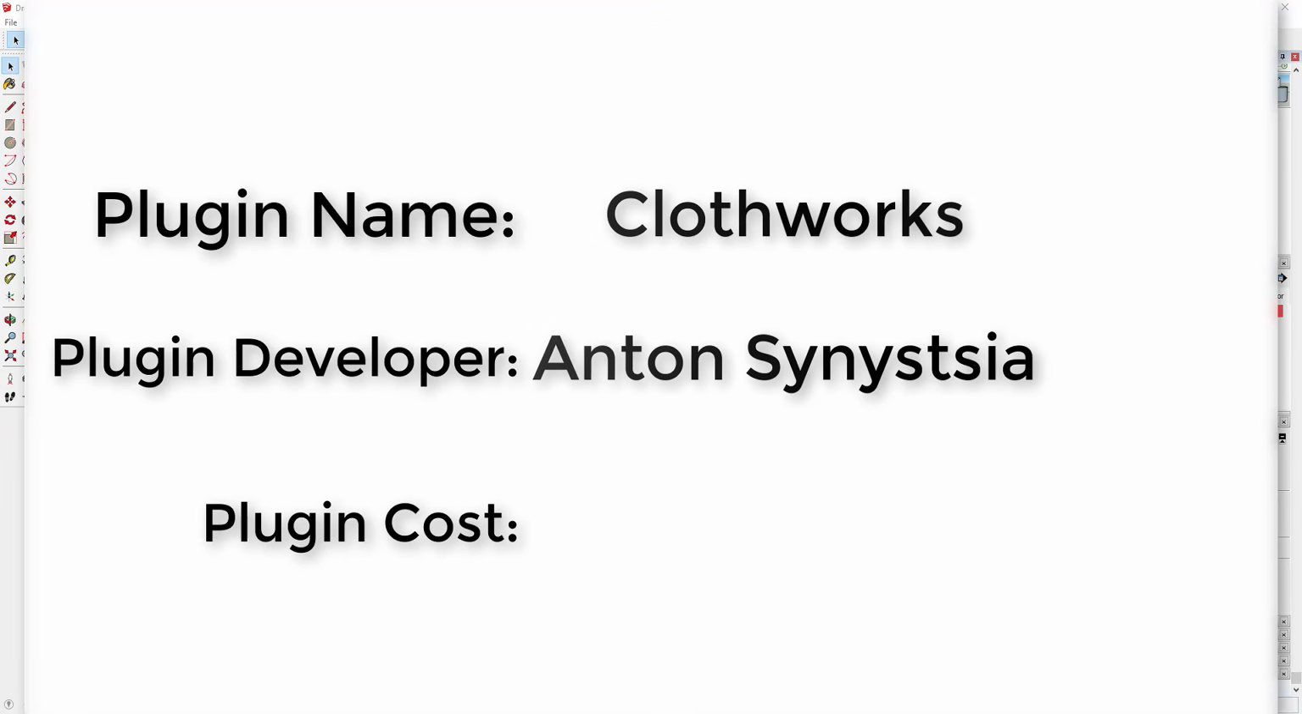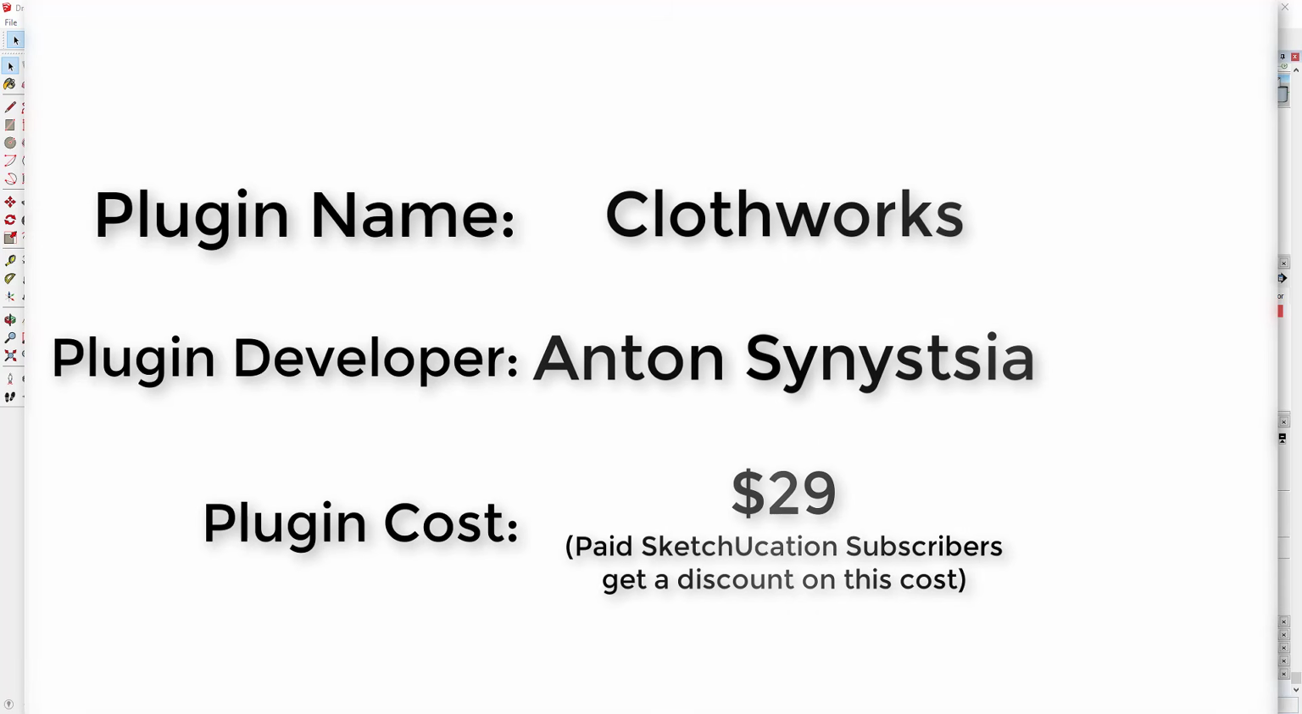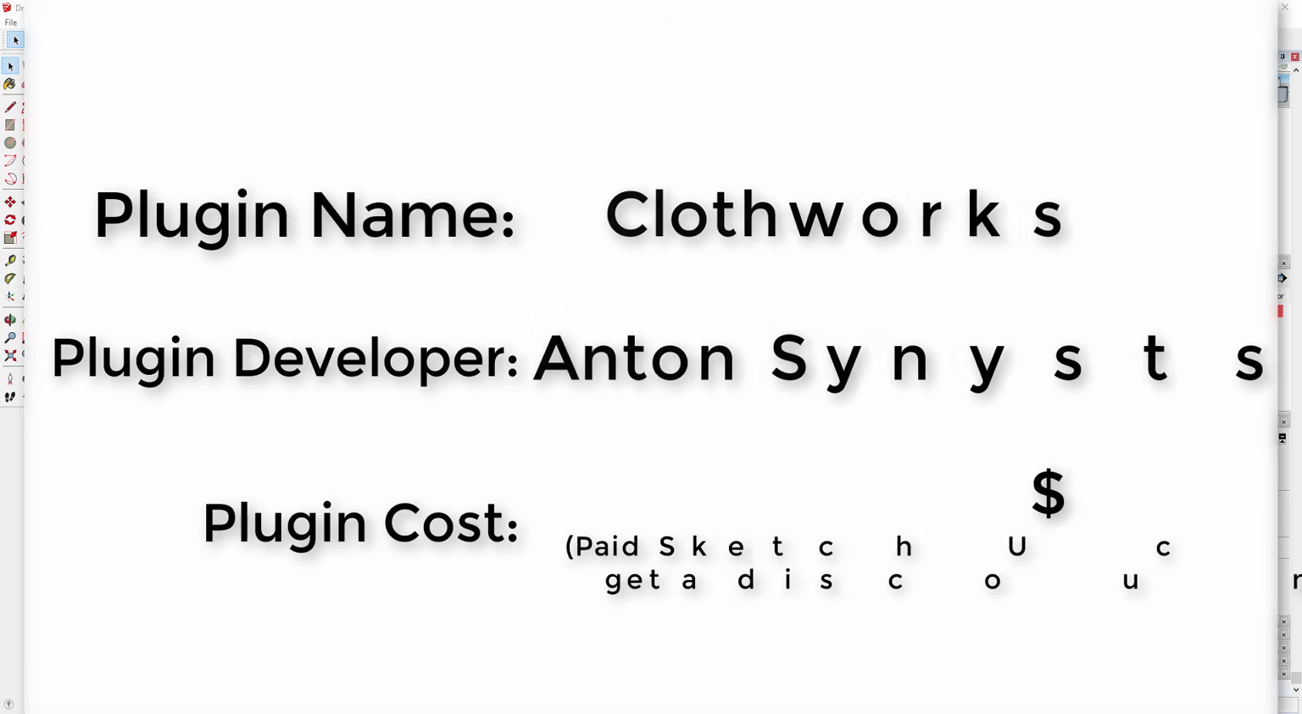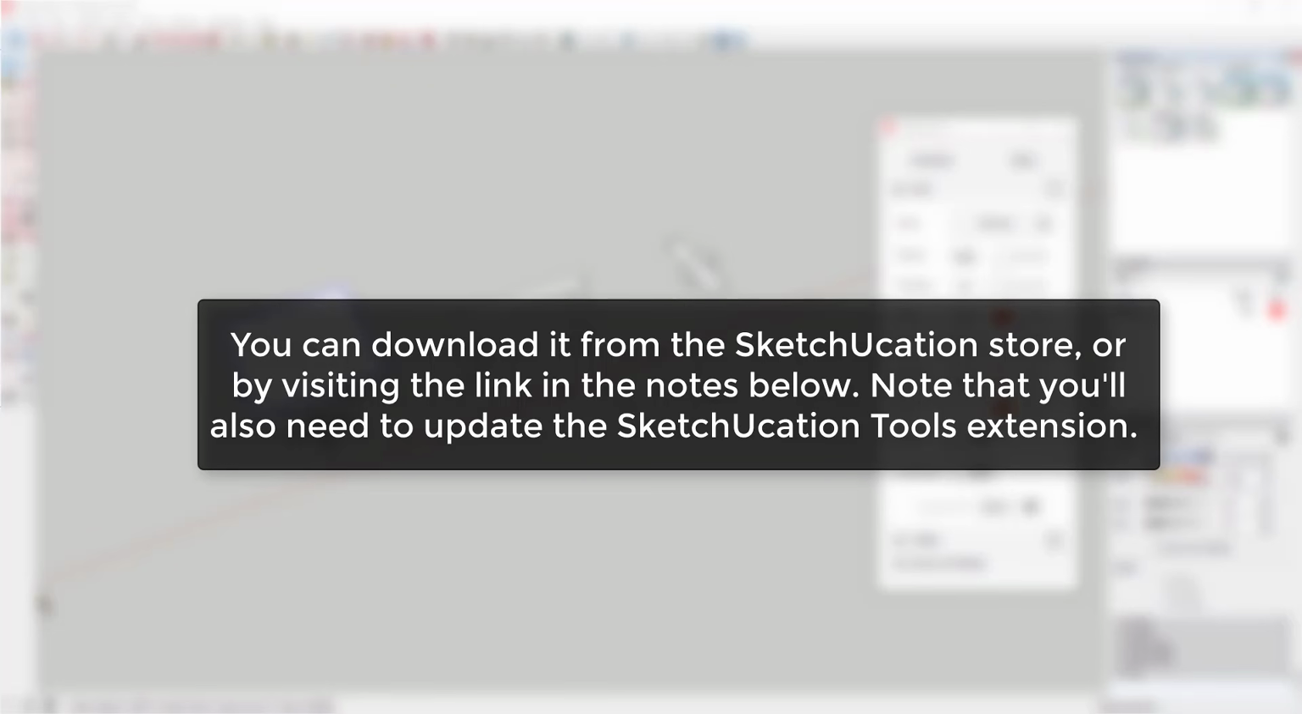Plugin name, Clothworks. Plugin developer, Anton Synystsia. Plugin cost, some base functions can be accessed for free. Full functionality, which you're going to want, is $29. Note that if you're a paid Sketchucation user, you get a discount off of this cost. Where can you get it? You can get it from the Sketchucation extension store or by visiting the link in the notes down below. One thing I want to note is to purchase a license, you're also going to need to have the most up-to-date version of the Sketchucation store on your computer as well. Otherwise, you won't be able to purchase. This was a bit confusing to me until I updated that extension, at which point everything worked just fine.